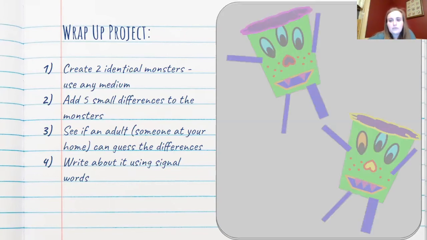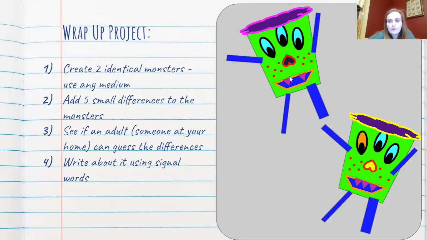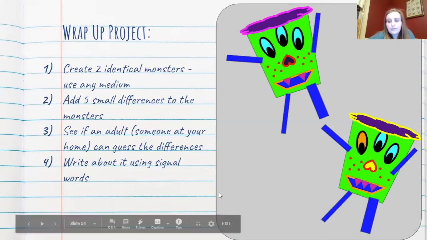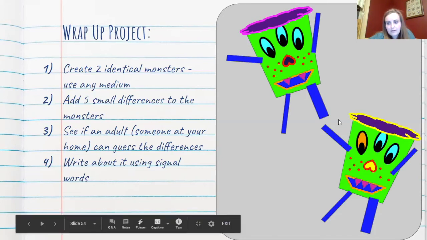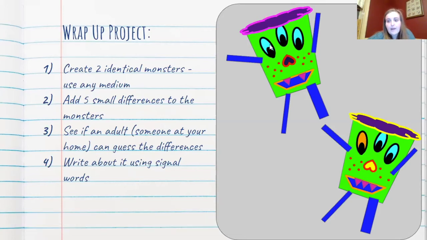So these are my two monsters, okay? So I had monster 1 and I had monster 2. They're very similar, but there are some differences. So like, for example, one of my differences is my second monster has an orange eye. That one has a blue eye. Another example is this monster has a pink outline for his hair. This one has a yellow outline for its hair.